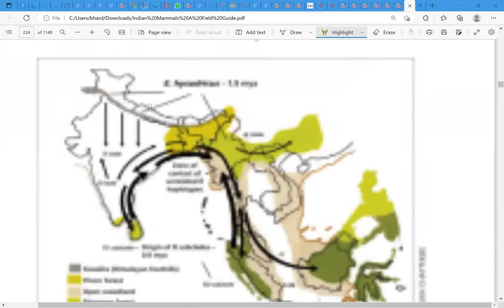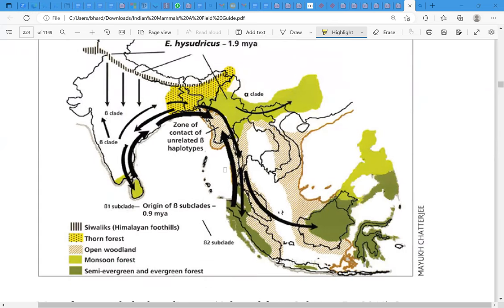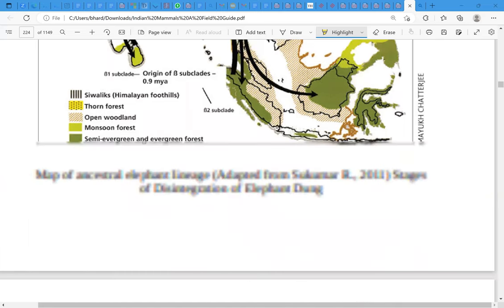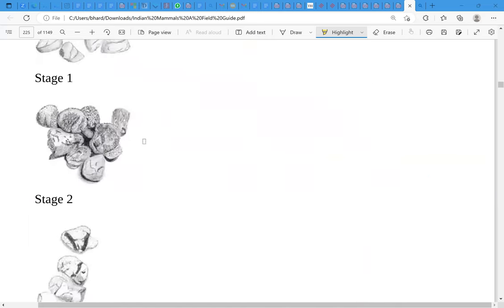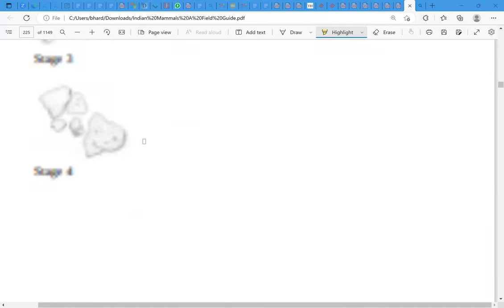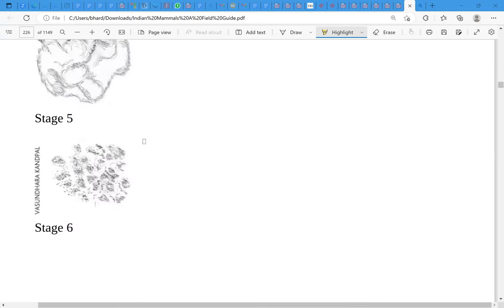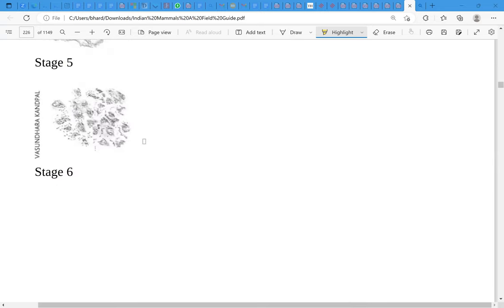Moving further, it's a very, very important chart which is showing how the zone of contact starts from Himalayas, going towards the northeast, east, and then you can see down south in Sri Lanka, and then Shivaliks, thorn forest, and then you have open woodland, you have monsoon forests in Burma, and then the rest of East Asia, going up till Australia, semi-evergreen and evergreen forest. That's how the route of migration and evolution had been. See, this is how stage 1, stage 2, stage 3, stage 4, stage 5. Because on the basis of the animal dung, it was made out how it would have gone from what place to what.